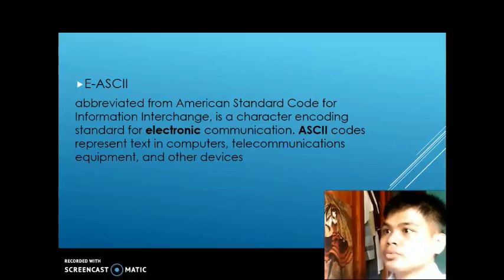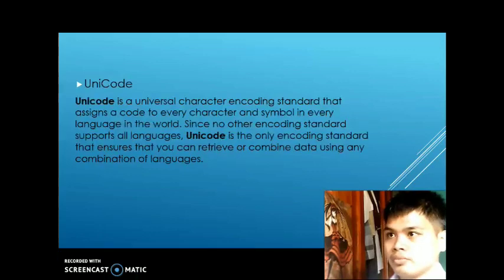ASCII, an abbreviation from American Standard Code for Information Interchange. It is a character encoding standard for electronic communication. ASCII codes represent text in computers, telecommunication equipment, and other devices.